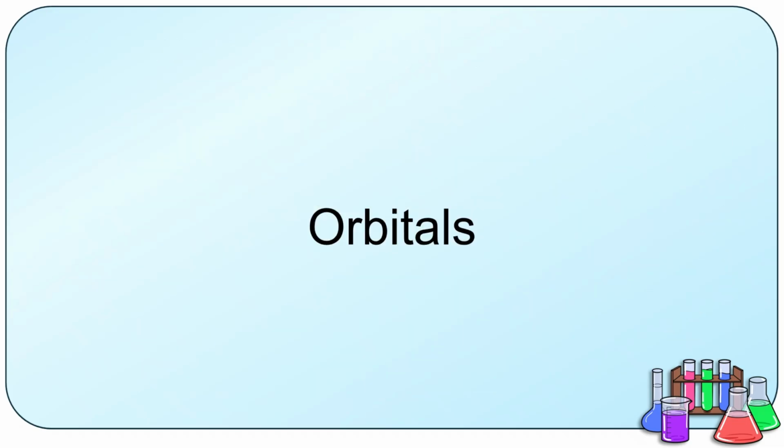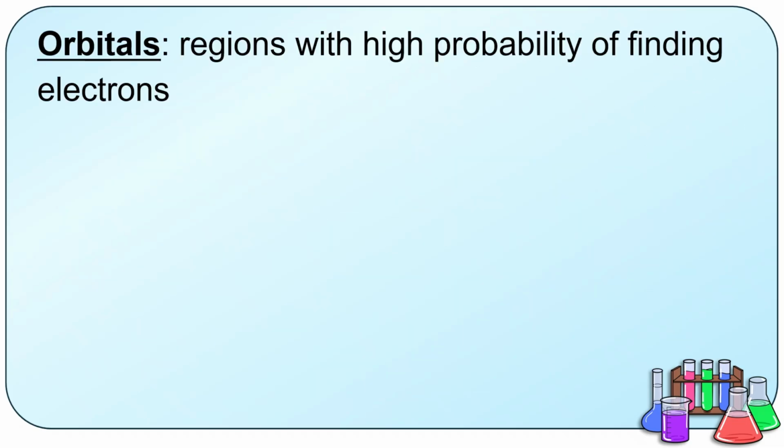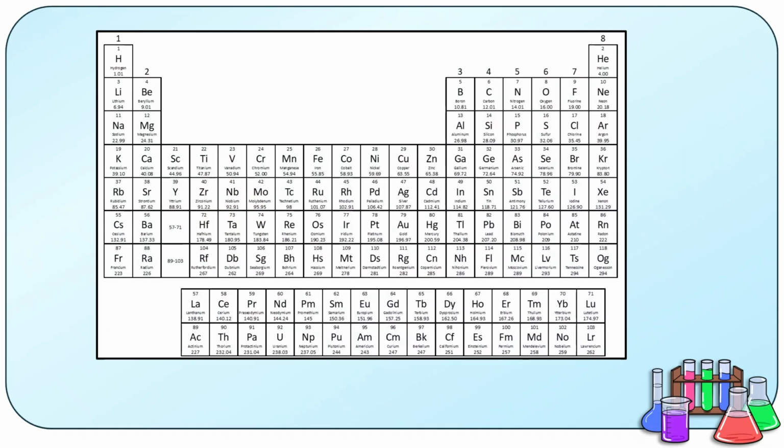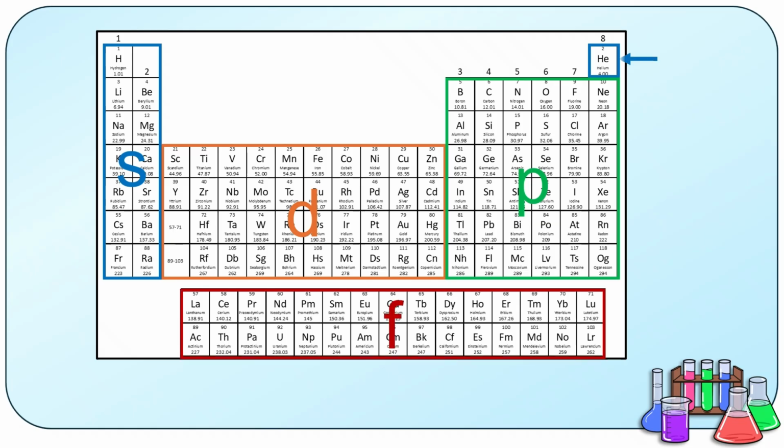Electrons are organized into orbitals. Orbitals are regions with a high probability of finding electrons. Different orbitals have different shapes. The s orbital is a sphere, and the p orbital is dumbbell-shaped. There are 4 different orbitals, and they correspond to different regions on the periodic table. They are the s, p, d, and f orbitals. Notice that helium also belongs to the s block.